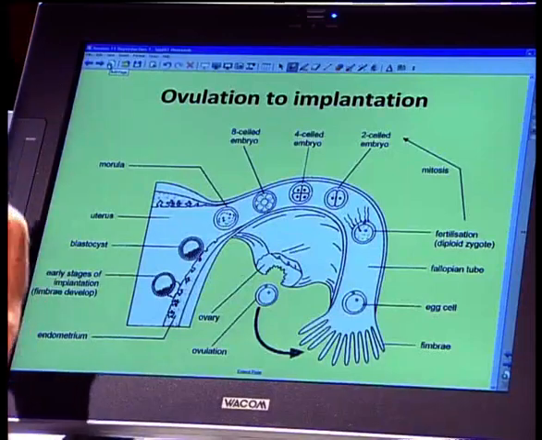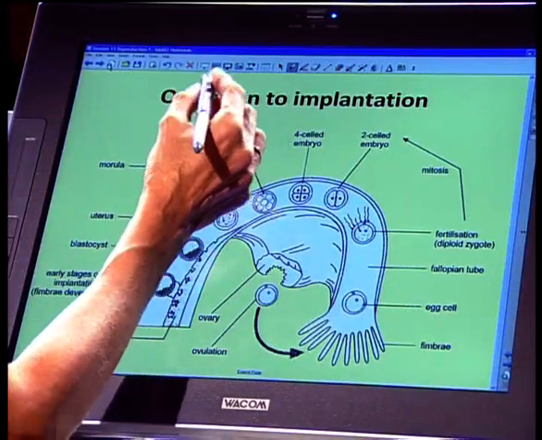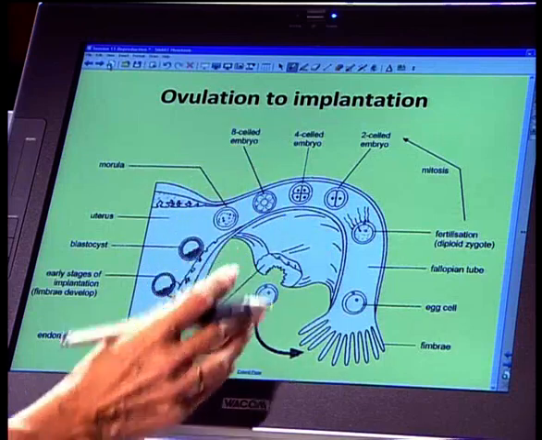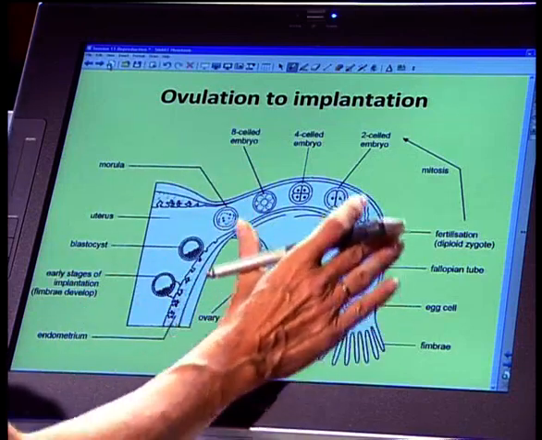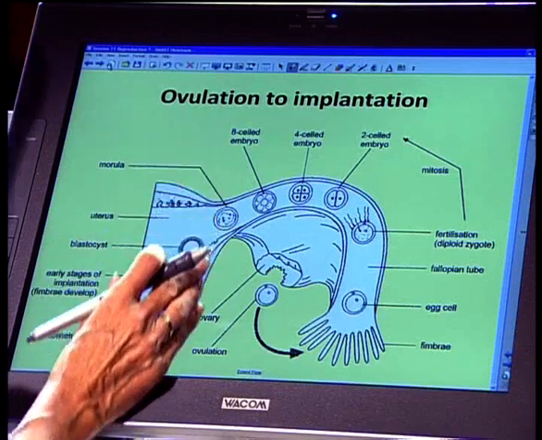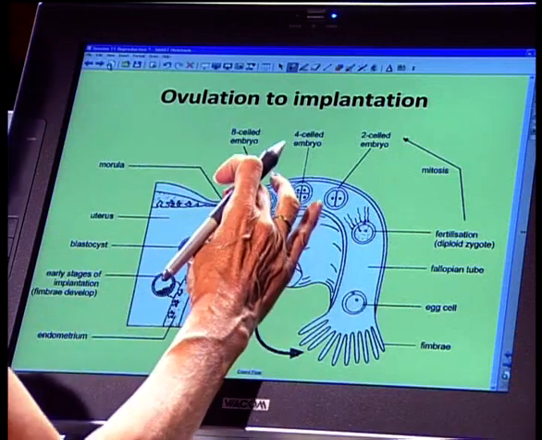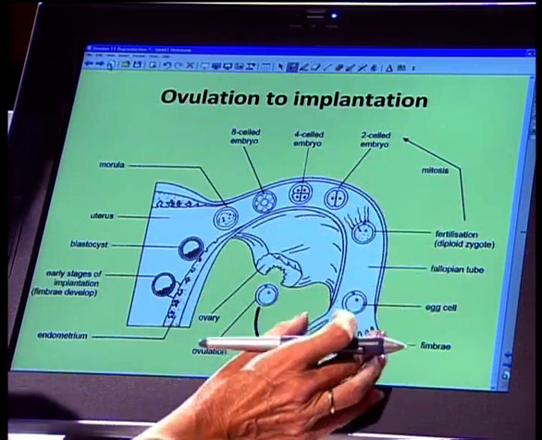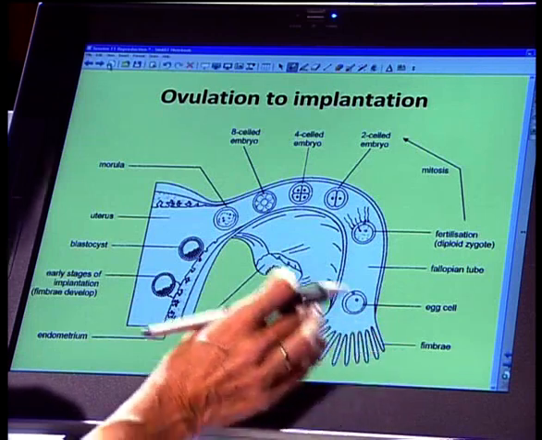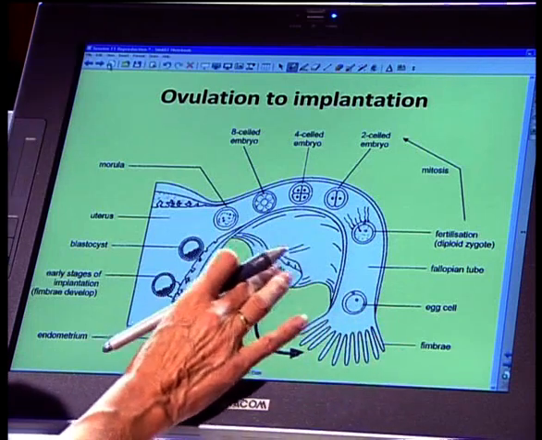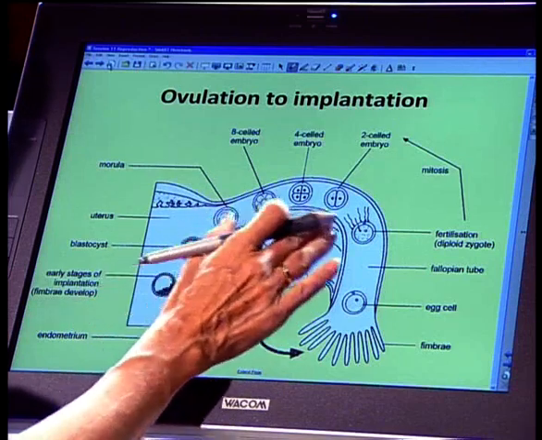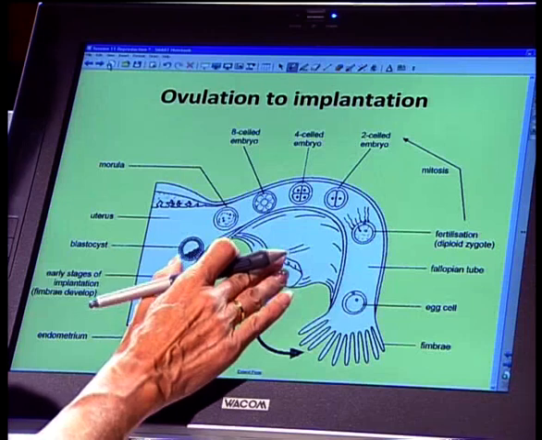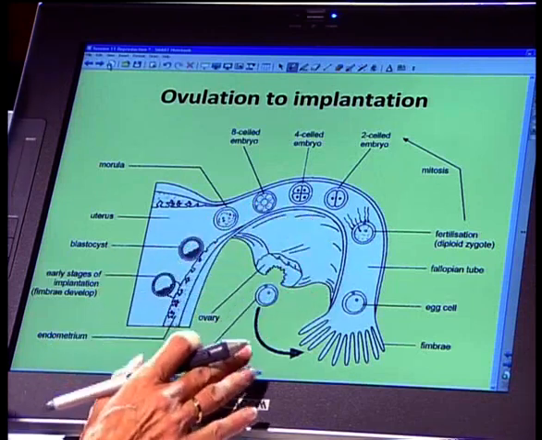Now, ovulation, here we go. This is ovulation to implantation. So what we've got here is a diagram of the female uterus, and we have the fallopian tubes or oviducts, if you choose to call them that. And then we have our fimbriae around here, and there's where our ovary sits. Now remember, the ovary is held in place because of tendons and ligaments.